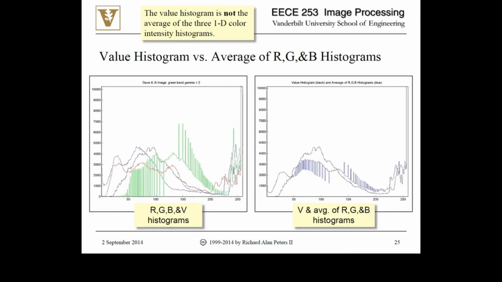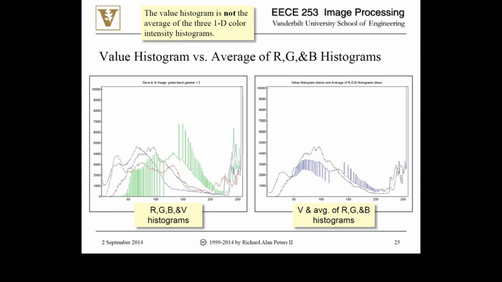Okay, then we have these histograms of red, green, and blue, and this is the value histogram. So the value is the average of the three.